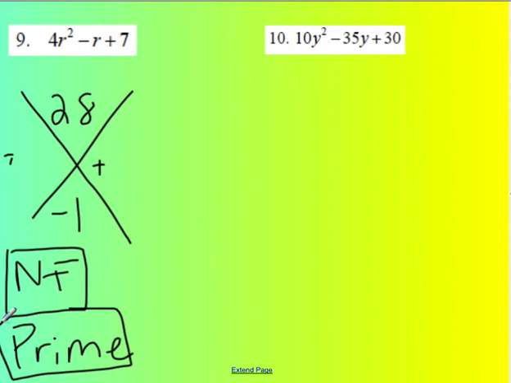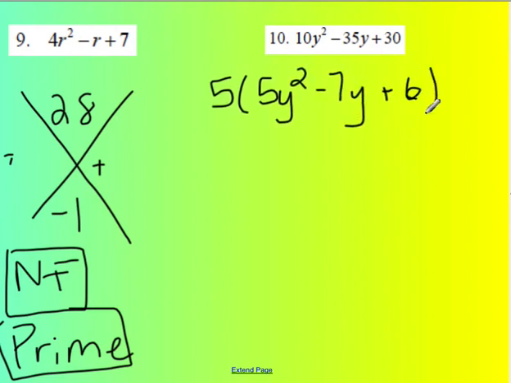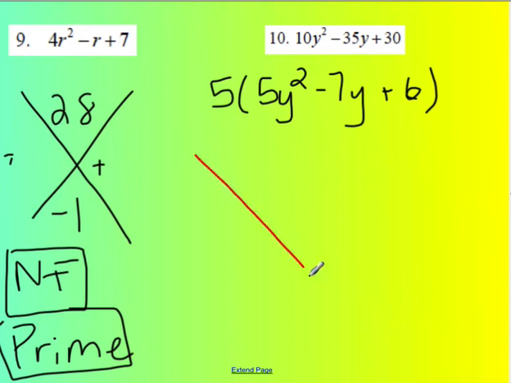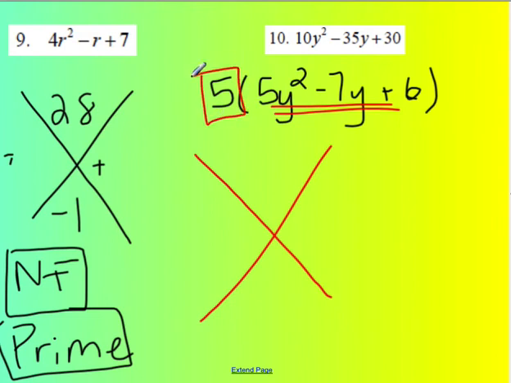Taking a look at number 10. On number 10, I noticed that 10, 35, and 30 can all be divided by 5. So I'm going to go ahead and divide that out as such. And now I'm going to set up my x. When I set up my x, I'm just going to focus on this part. I'm going to ignore my GCF completely. Your greatest common factor is like your little sister. You have to ignore her all the time, but at the end of the day, she still has to be there. So we're going to ignore our 5 for a while.